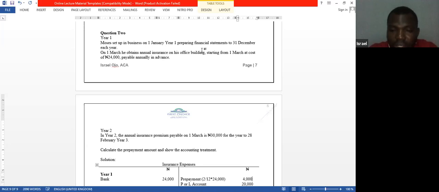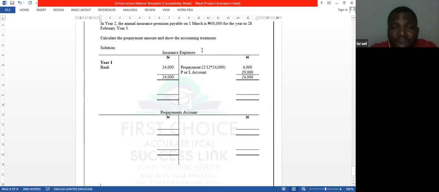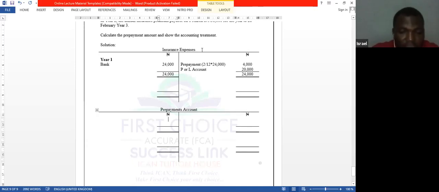So the addition of these two together gives 24,000, and it will balance with the other side as well, which is 24,000. Now we have done that. We need to do the second leg on the prepayment account. We are going to put year one, and under year one we have insurance expense, and the amount is 4,000. Now, let's close it up again.